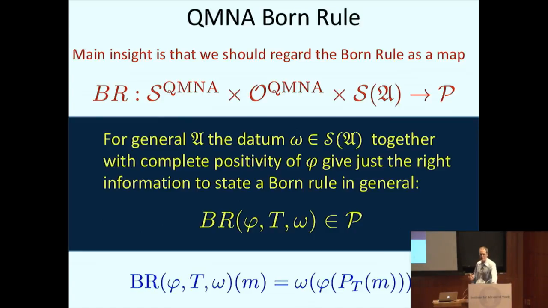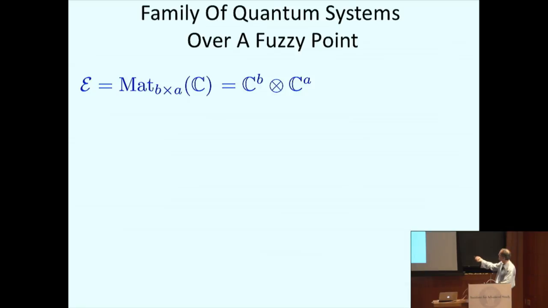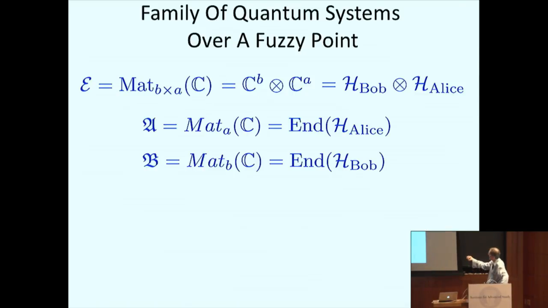I'm not going to explain those technical details, but I'll just tell you what happens for a family of quantum systems over a fuzzy point. So remember, in a fuzzy point, our Hilbert module is B by A matrices. So let's write that as C^B tensor C^A, or better, H_Bob tensor H_Alice. And let's interpret A as the linear transformations on H_Alice. And then you can work out what B is. And it's just the linear transformations on H_Bob, those B by B matrices acting on the left.